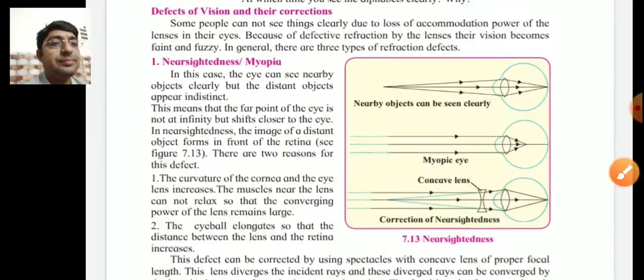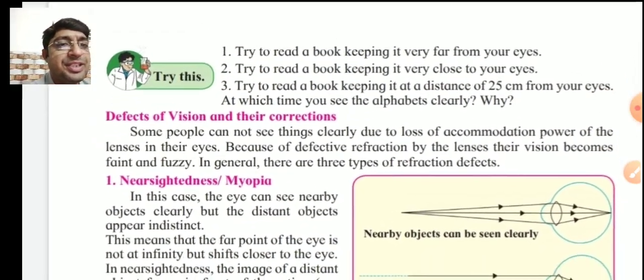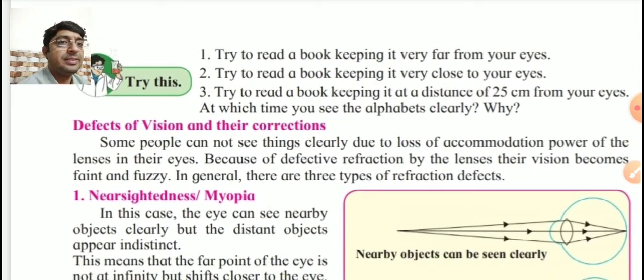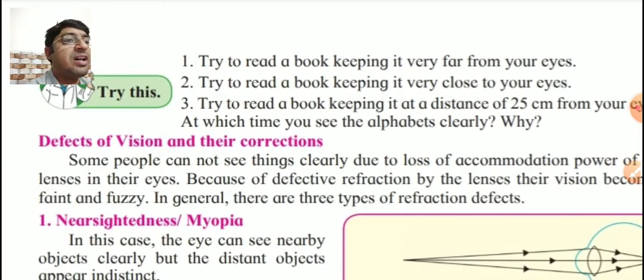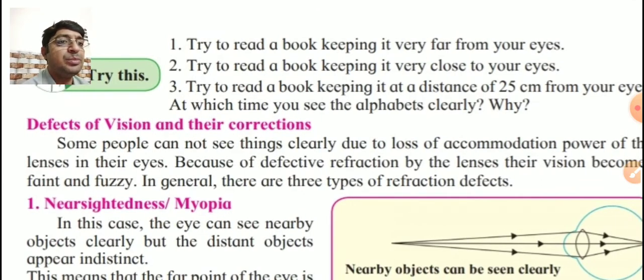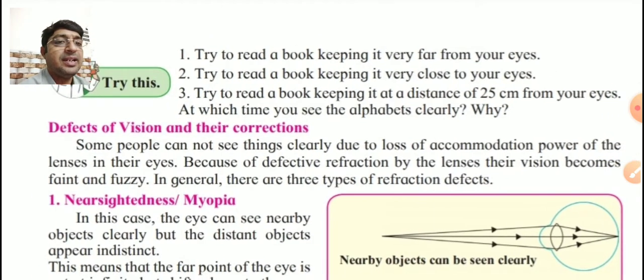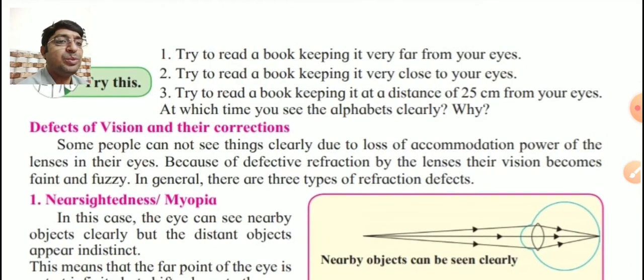Next, now here are questions given for us. Now try this. Try to read a book keeping it very far from your eyes. Second, try to read a book keeping it very close to your eyes. And third, try to read a book keeping it at a distance of 25 centimeter from your eyes. At which time do you see the alphabets clearly, and why? Perform this activity. Very simple.